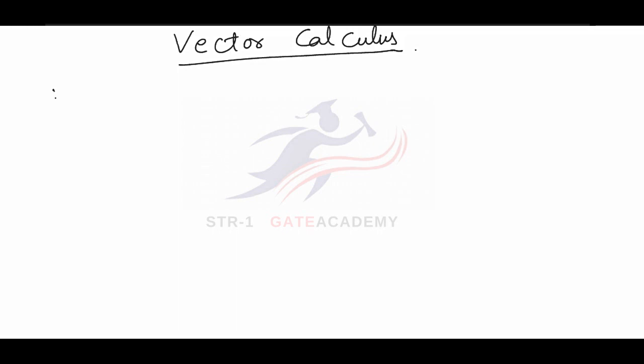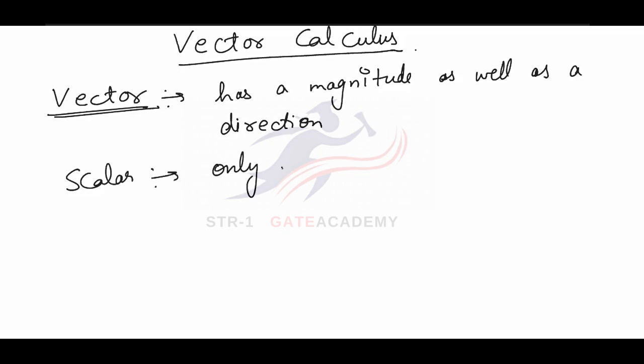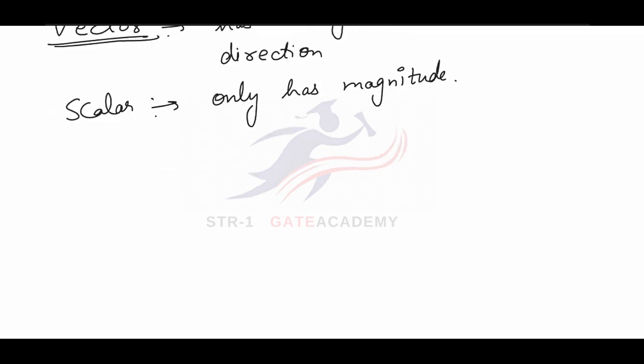You know what is the difference between a vector and a scalar? A vector basically has a magnitude as well as a direction, while a scalar only has magnitude. Only has magnitude, right? So we are not talking about scalars here. We will be talking about scalar field, but we will not talk about scalar quantity here, right?